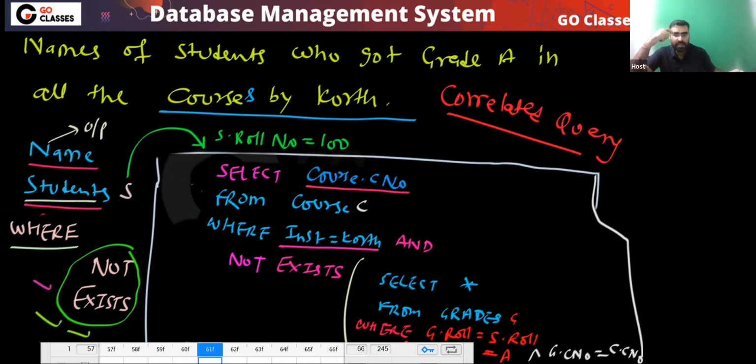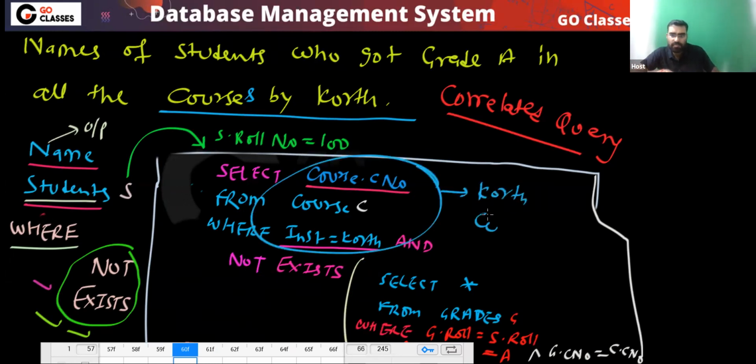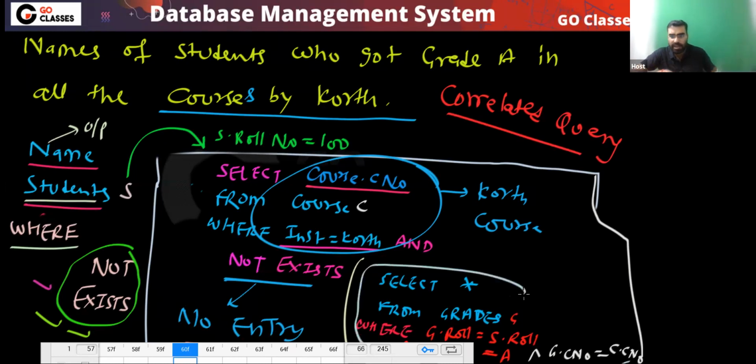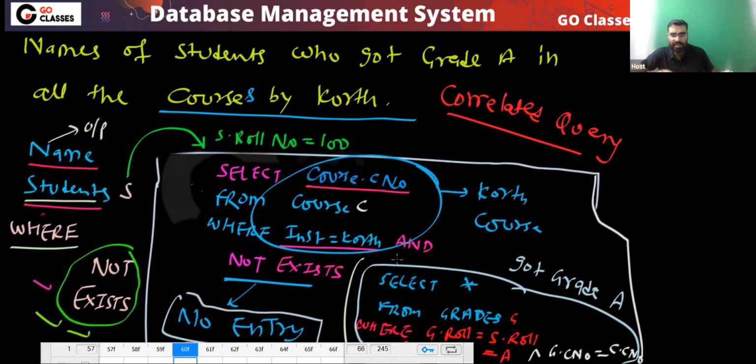Is this clear? See, here these are the courses. This tells you this is a course. This tells you no entry. And this tells you that you got grade A. This type of entry is not there. You got grade A, so this type of entry should not be there. So those courses should not exist. Clear? Yes or no?